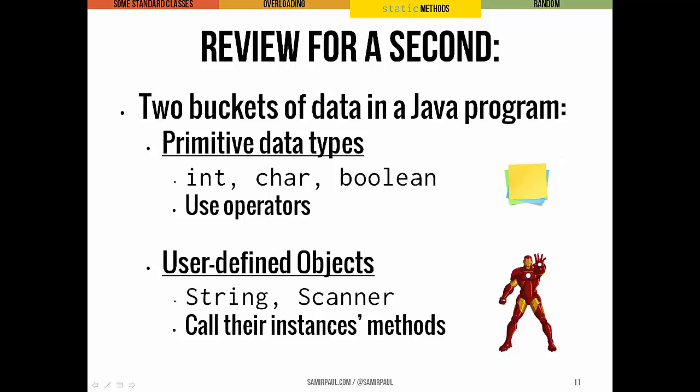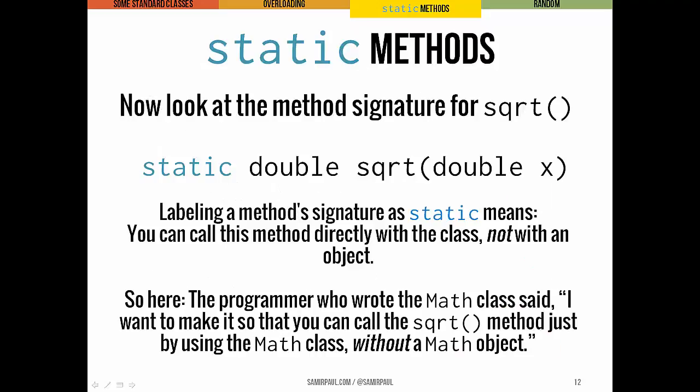Now let's review for a second. Remember, we have these two buckets of data in a Java program. We have primitive data types like ints, like chars, like booleans, like doubles, and we use operators to work with those. We also have objects like String and Scanner, and if you remember from that example, Iron Man suits. We take those objects and we call methods that are defined for them. So we can use a Scanner's method, for instance, nextLine, and we can use a String's method, for instance, length or charAt, or equals.